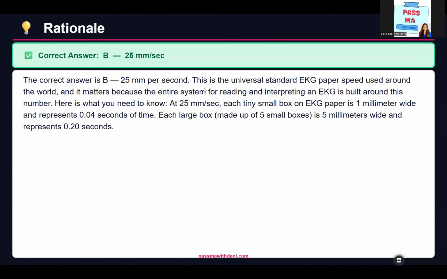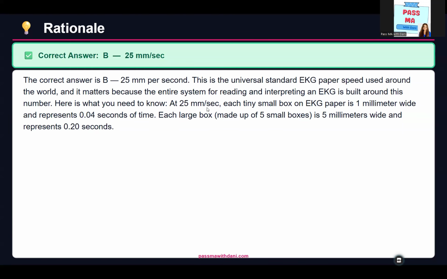All right, if you said B, 25 millimeters per second, then guess what? You are correct. Now, this is actually the universal standard EKG paper speed that's used around the world. And this actually does matter because the entire system for reading and interpreting an EKG is built around this number.